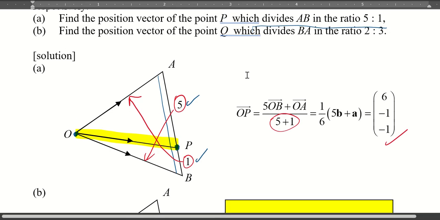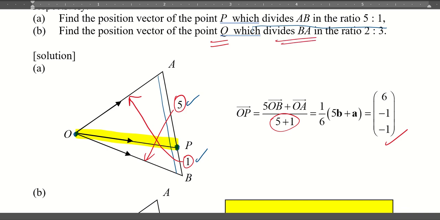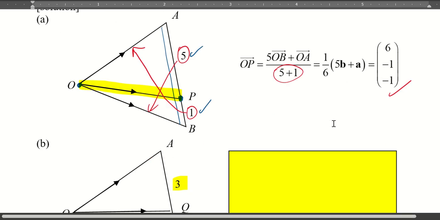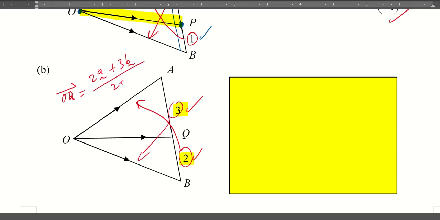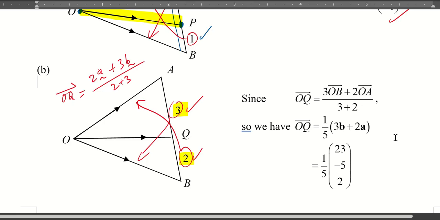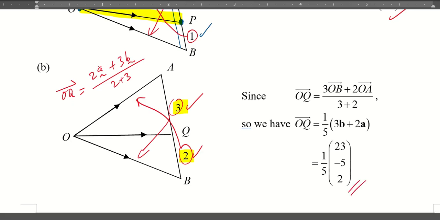Okay, how about the next one? Similarly, if I want to find Q, a point on line BA which divides it in the ratio 2:3, so this should be 2 and 3. To find OQ, it will be 2 times OA plus 3 times OB over the total proportion, 2 plus 3, which is 5. So we can solve it and get this answer here.